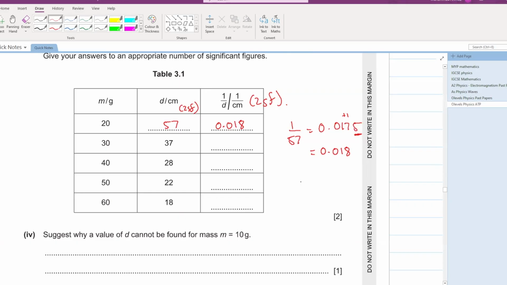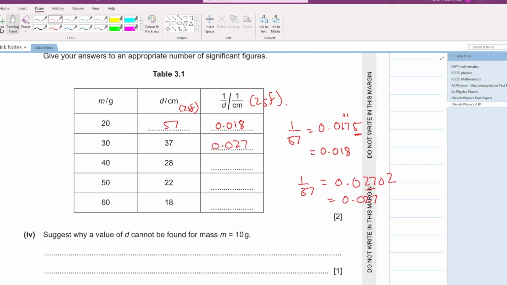Let's try out another thing. Let's do 1 over 37. 1 divided by 37 comes out to be 0.02702. I will not write all this. I will just pick the first two significant figures, 0.027.